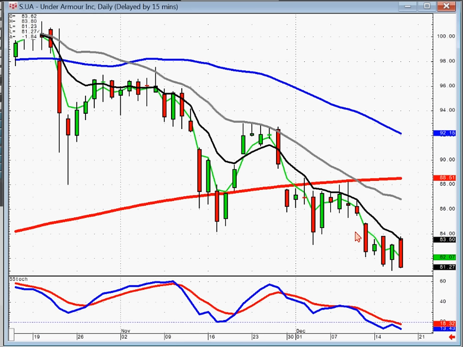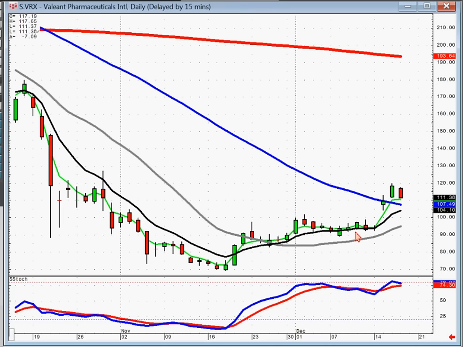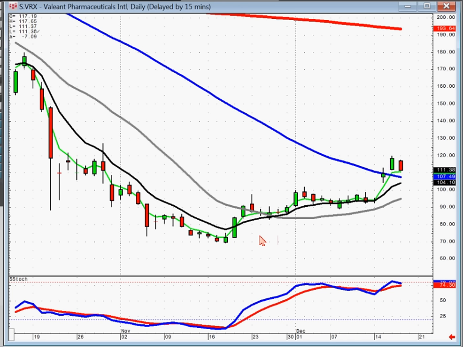Under Armour, just stay short. It's never been able to get back up above the T line. VRX is a very simple one. Once you saw the buy signal, and again, this is where you use the 3T. Notice how the 3T also came up above the T line and hasn't been able to close back below the T line. So right now, I would suspect they're going to come back and test the 50 to see if it's going to act as support, but I would stay long as this one stays above the T line.